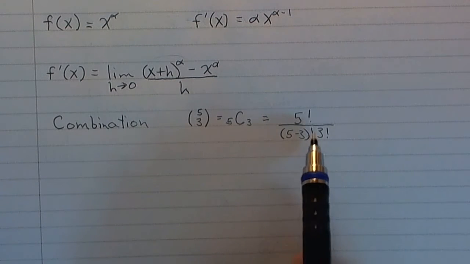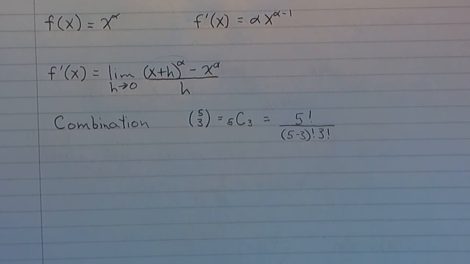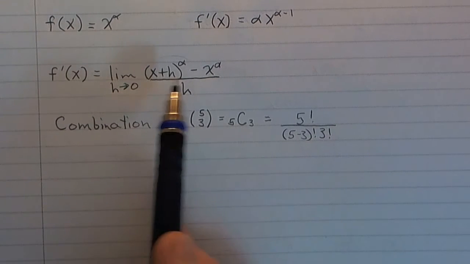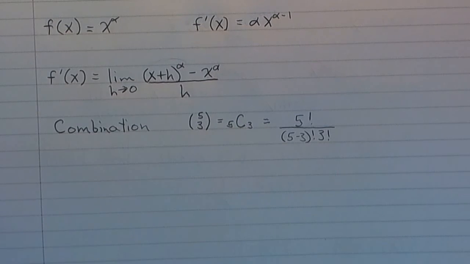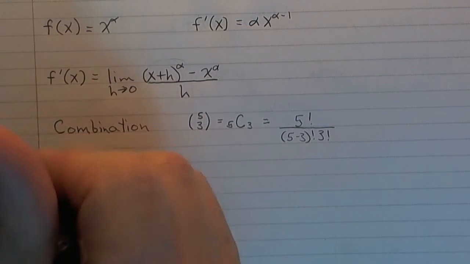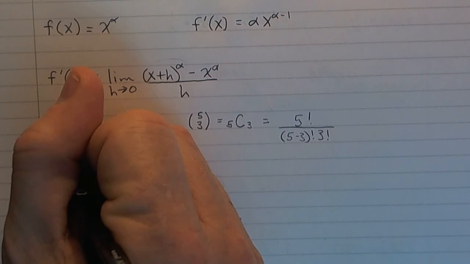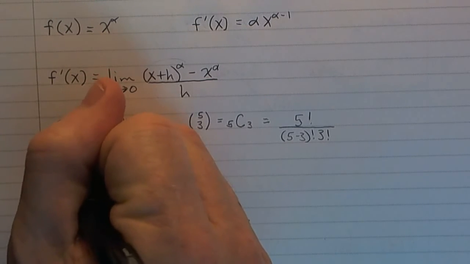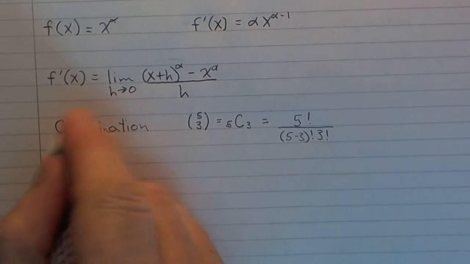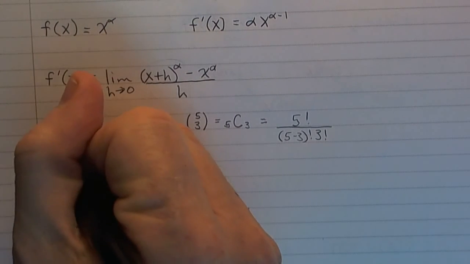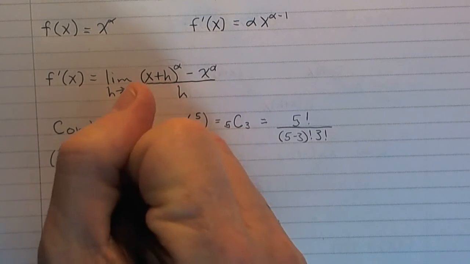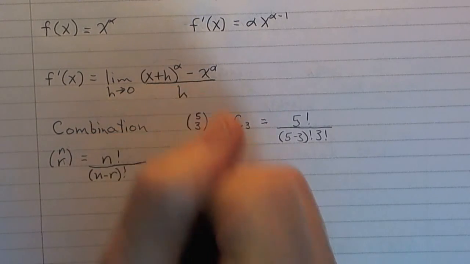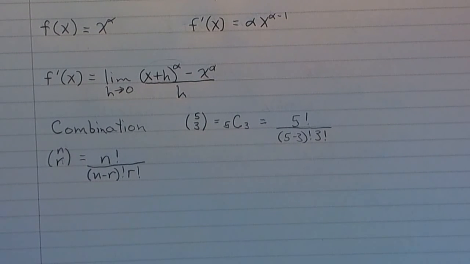But my focus here is not to talk about how we simplify these factorials. My focus is just to show you how we could use the binomial expansion theorem to expand this x plus h to the alpha. And it involves combinations. Now, in general, we could say this. If we have n things taken r at a time, that formula looks like this. N factorial over n minus r factorial. That's the formula for that.